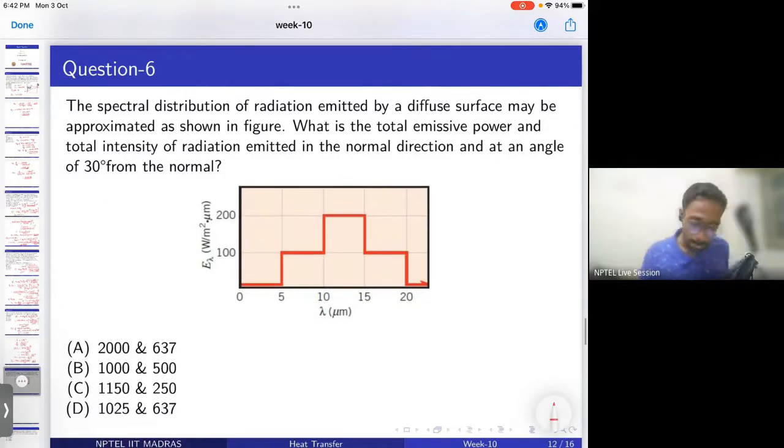Next is a radiation question from the radiation topic. In this, the spectral distribution of radiation emitted by a diffuse surface may be approximated as shown here. What is the total emissive power and total intensity of radiation emitted in the normal direction and at an angle of 30 degrees from the normal? Okay.